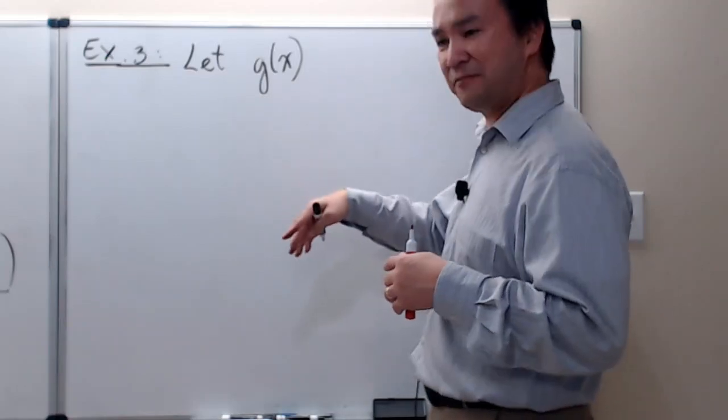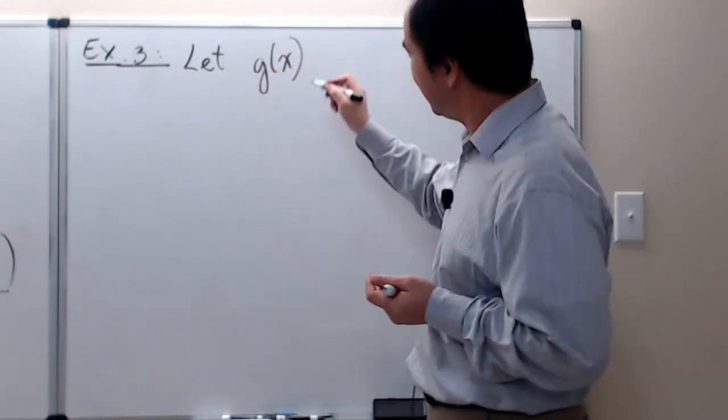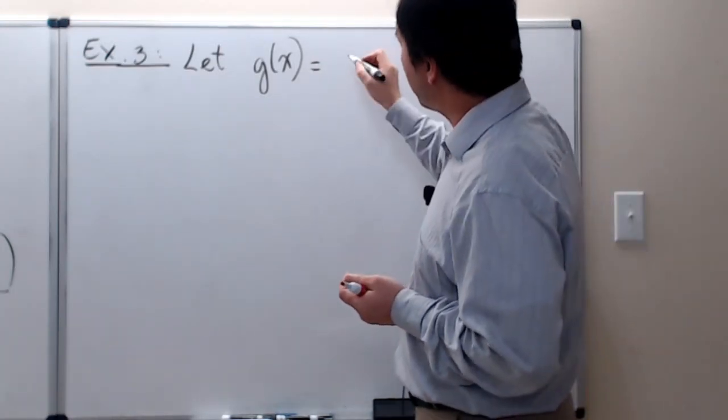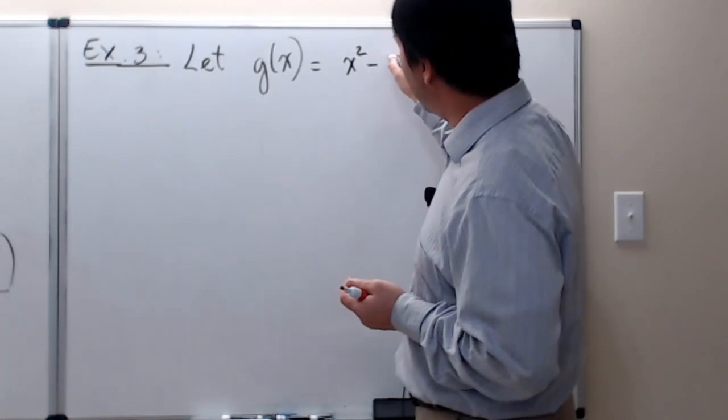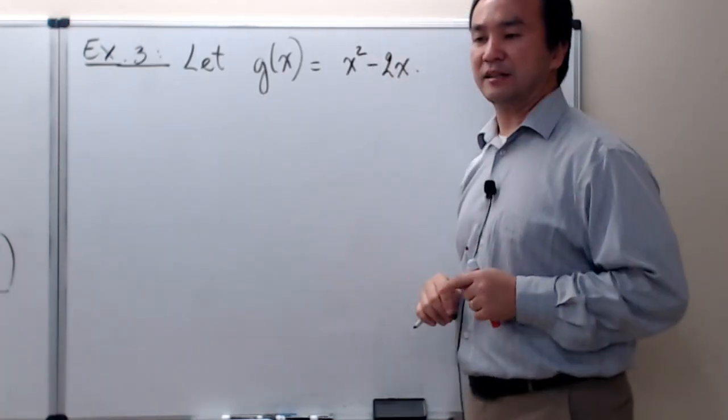So at this point, I'm feeling like I've been using way too much f of x. So let's stay with g of x. How's that? Okay, so g of x here, let's say we had our function being x squared minus 2x. Okay, so that's the only description we've had.